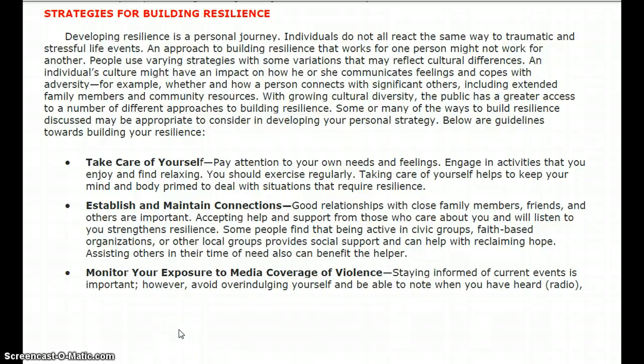So let me give you a specific example. To do this essay, I might pick establish and maintain connections. I might look at that bulleted item and I might say, yes, I do that. I have a lot of connections. So I would pick that point and I would give an example paragraph, a paragraph supporting it with details. How do I establish and maintain connections? What are my connections? In this point, it talks about civic groups, faith-based organizations, local groups.